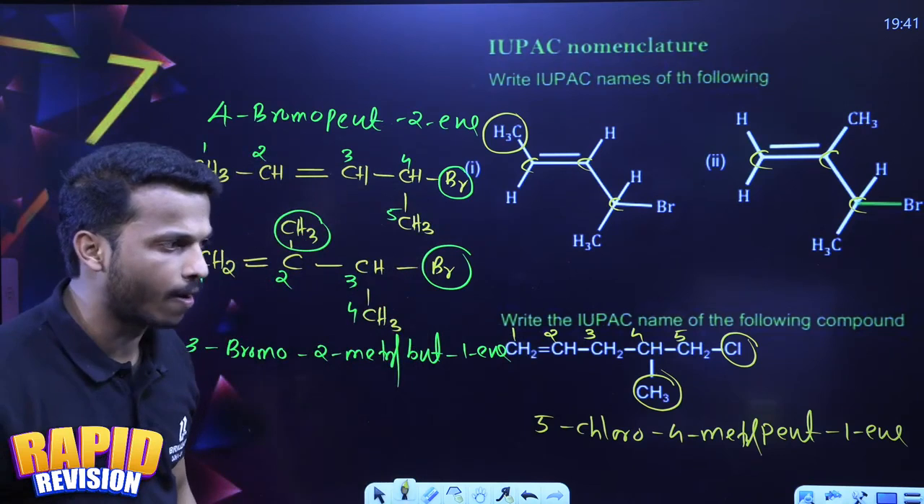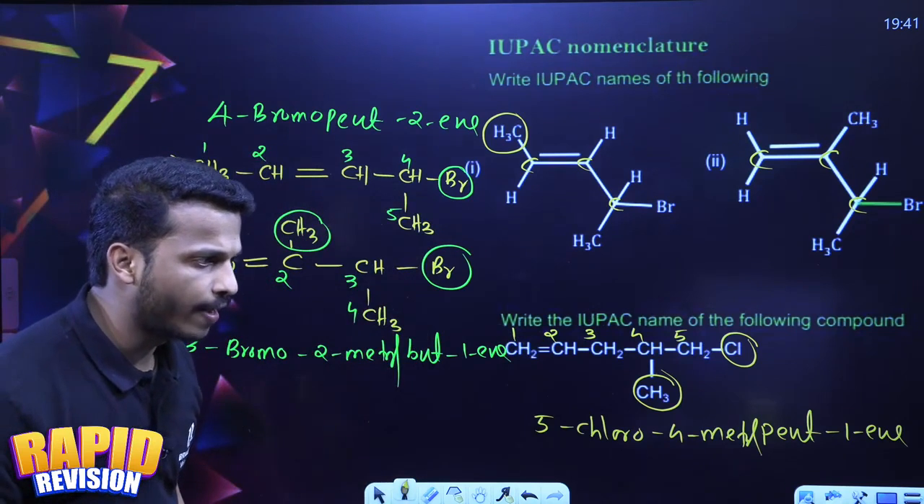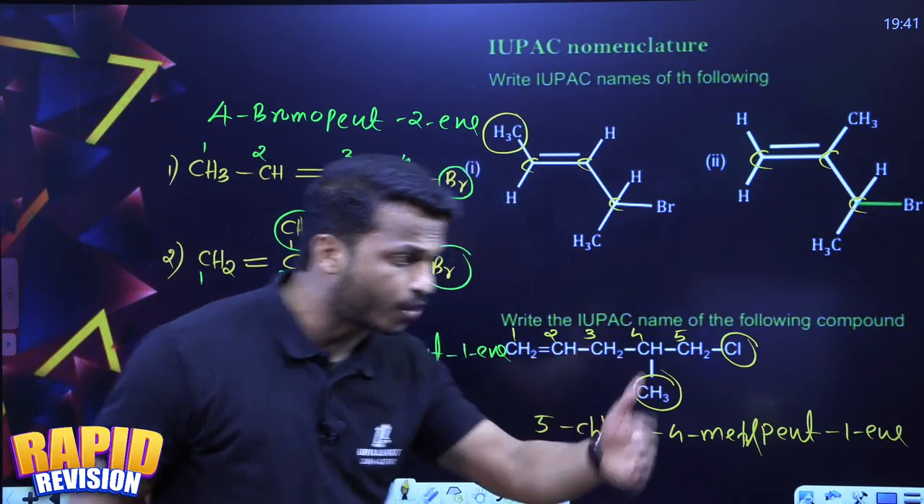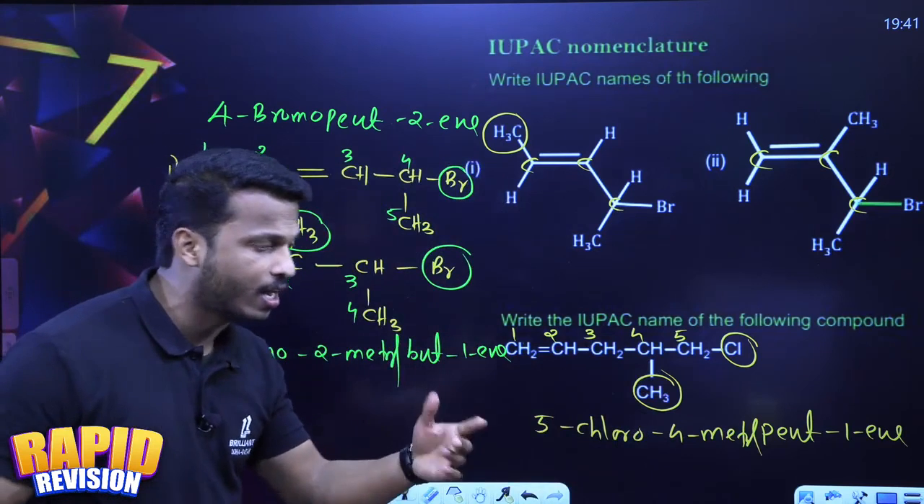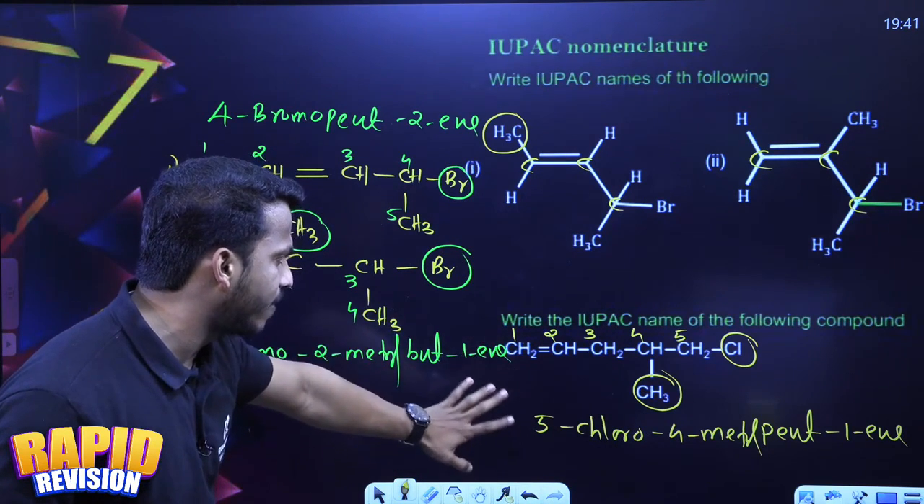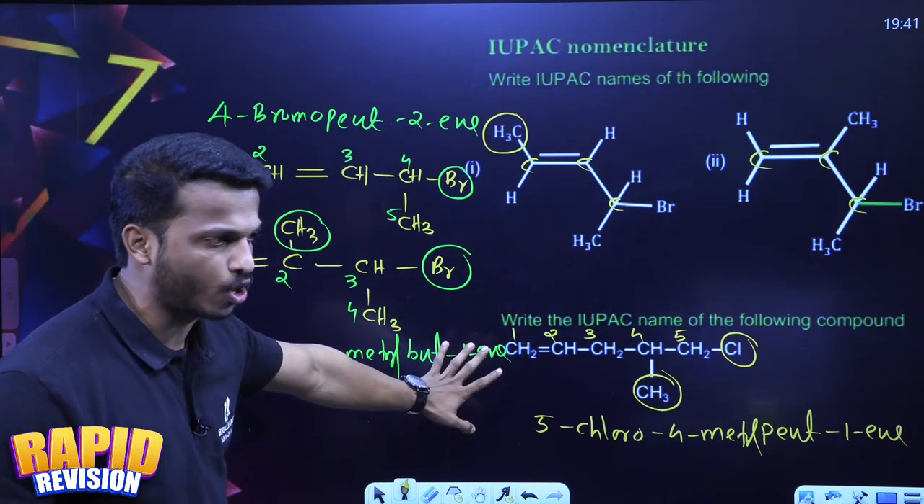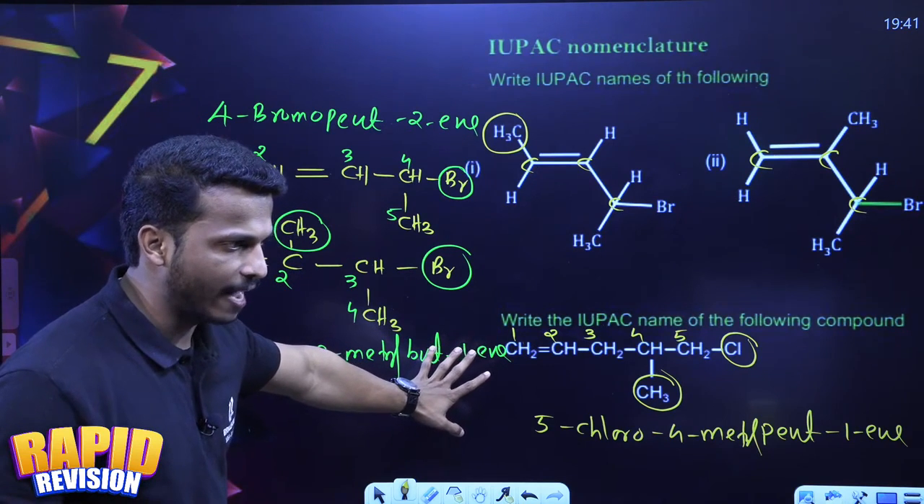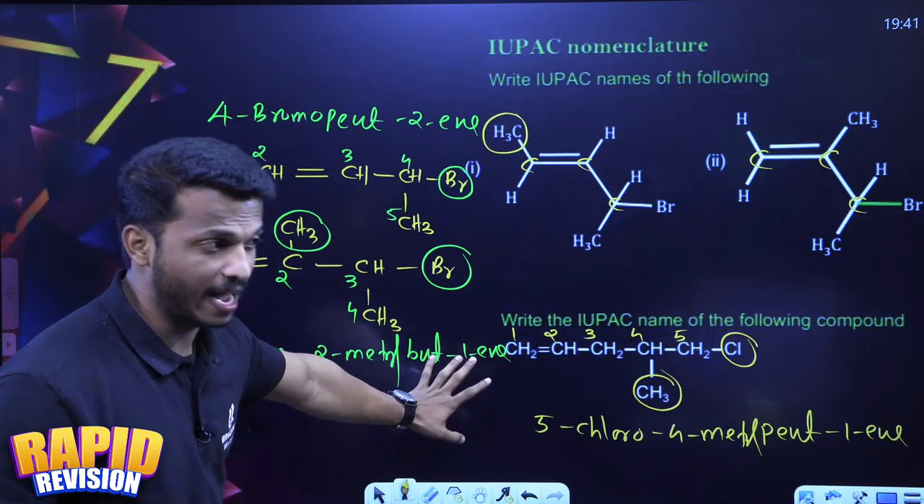Is it correct or not? Yes, already you have given the correct answer. All of you keep trying, okay, keep trying. The last one: 5-chloro-4-methylpent-1-ene. Is it correct or not? Do you agree with that?